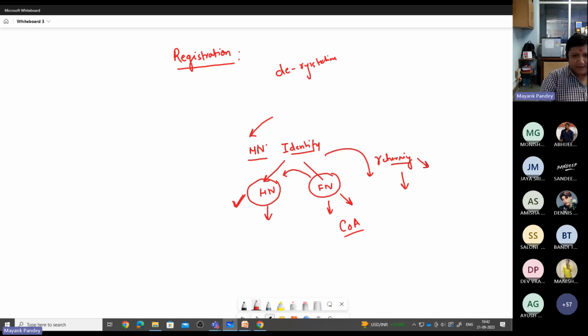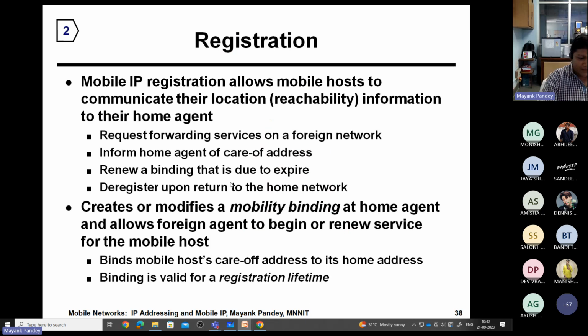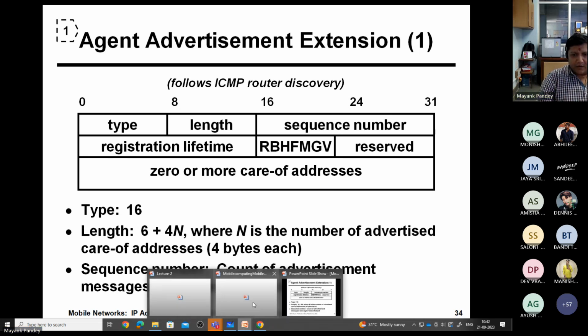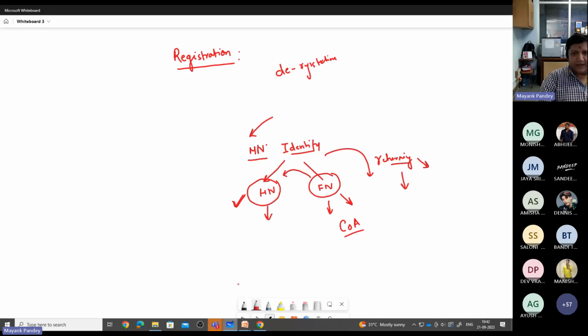If you remember in agent advertisement, these care of addresses are also advertised, zero or more care of addresses. And mobile node can take these care of addresses who have visited to the foreign network. Now, what is getting done here? If a node is moving into a foreign network, it will listen to the agent advertisement and take one care of address, and then using foreign agent, it will register with the home agent. This is the process of registration.